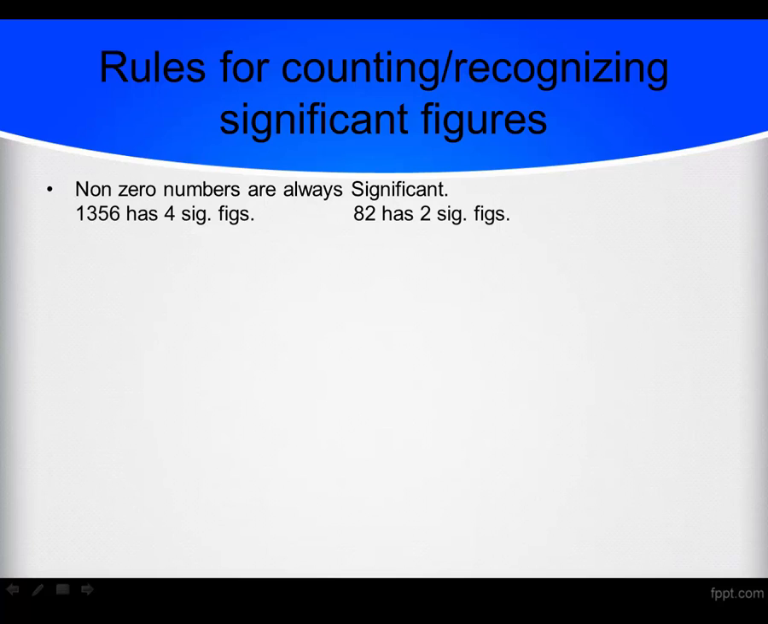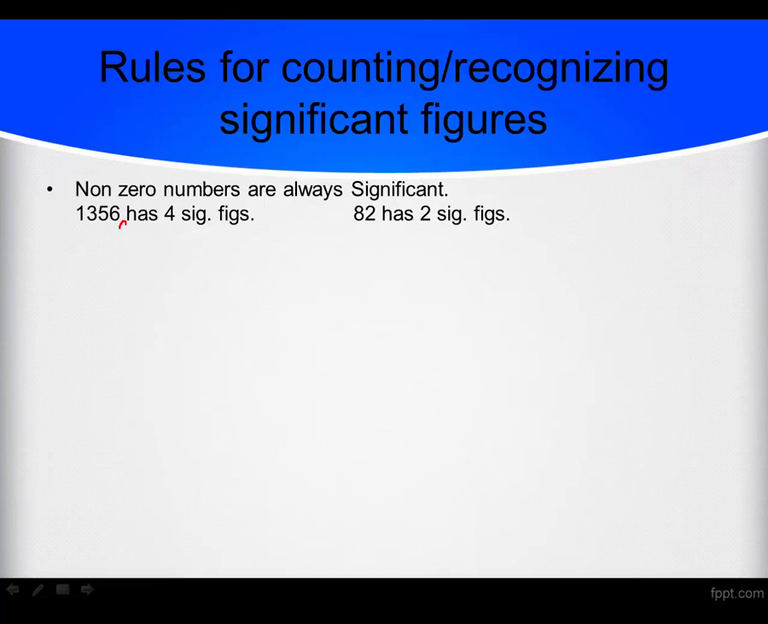So a number like 1,356, if it was a measurement, winds up having 4 sig figs. The number 82, if it was a measurement, has 2 sig figs. My notes stink. These things should be measurements, right? What am I missing on these things? Well, I'm missing labels.